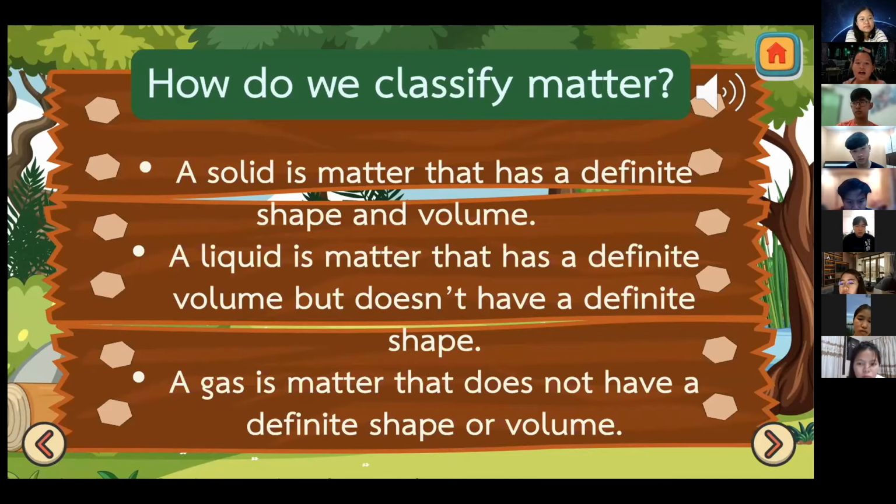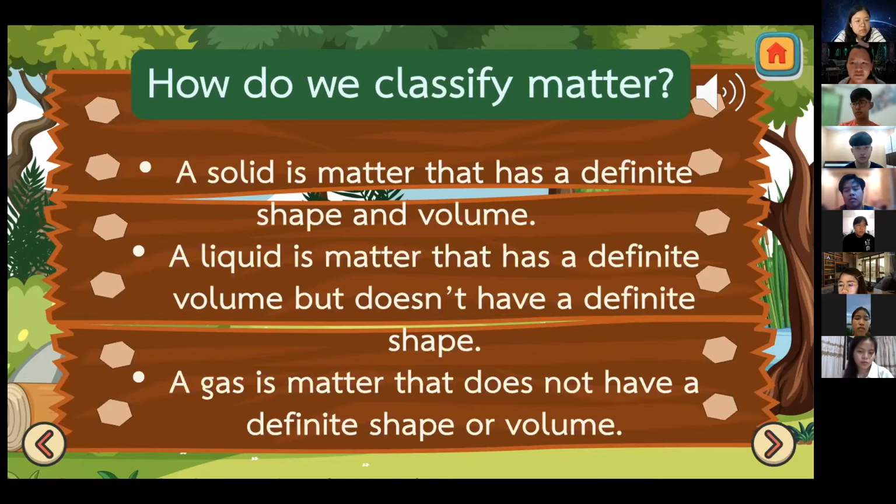Okay. How do we classify matter? A solid is matter that has a definite shape and volume. And a liquid is matter that has a definite volume but does not have a definite shape. A gas is matter that does not have a definite shape or volume.